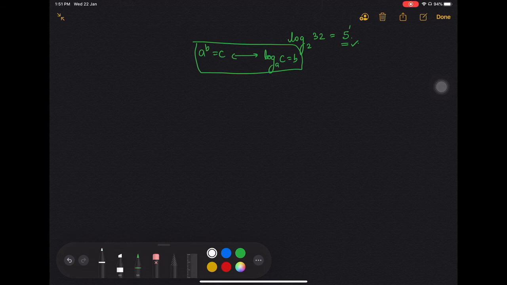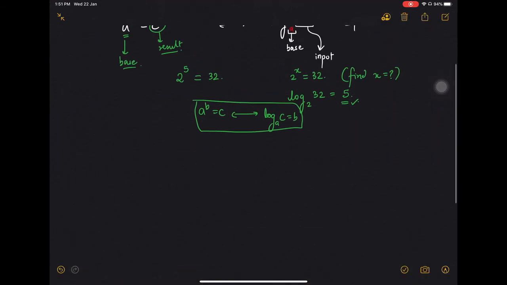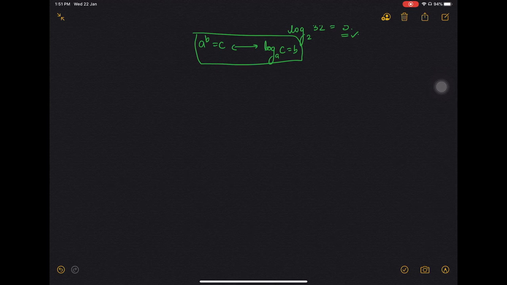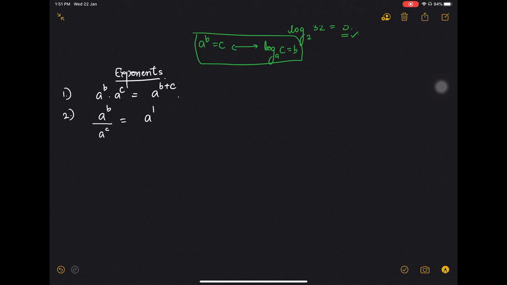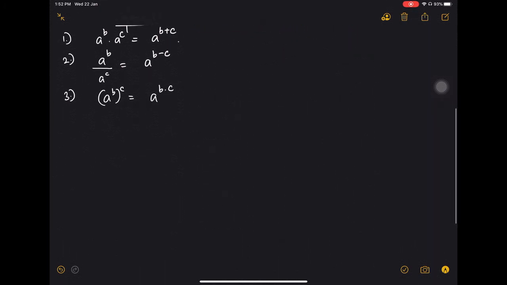Now I'll make you go over some exponent rules and then I'll try to connect them with the log rules that are in place. So let's just make the scratch work ready. Exponents. First basic rule, when you have same bases multiplied to each other, the respective exponents get added. When you have same bases dividing each other, the respective exponents get subtracted. When you have exponents in parentheses, the respective exponents get multiplied.